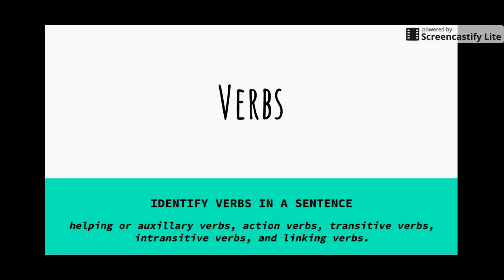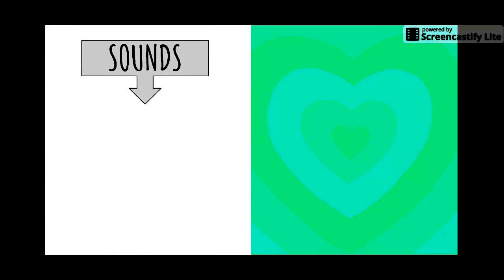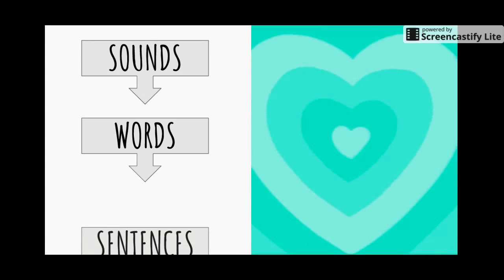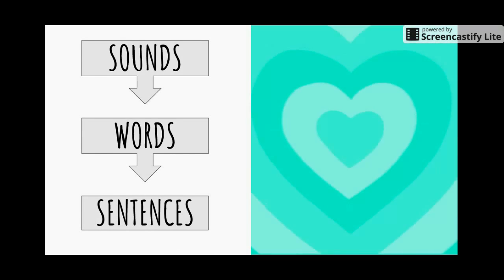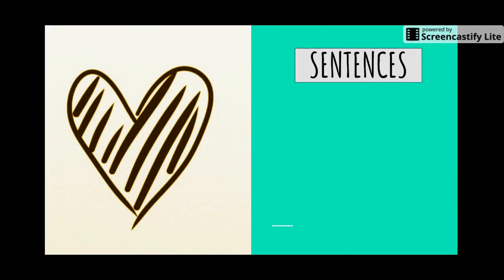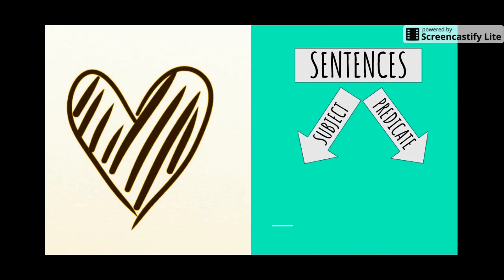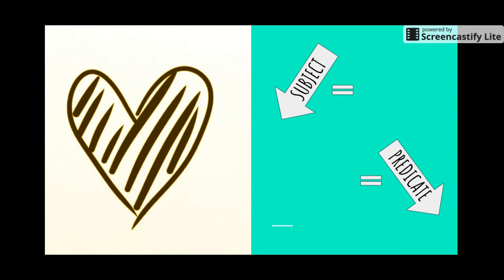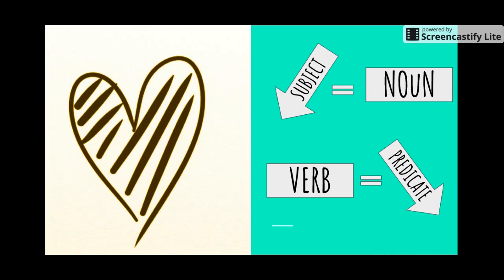Let's get started. I'd like us to go back to the heart of language. Right here at the heart of things, we have sounds, and we put those sounds together to make words, and we're going to use those words to form sentences. And now you should all know sentences have two parts. They have a subject and a predicate, and when those two come together to make a sentence, it also forms a complete thought. And it's important to remember that at the heart of the subject and at the heart of the predicate, you have a noun and a verb. And so we're going to talk about those verbs today.